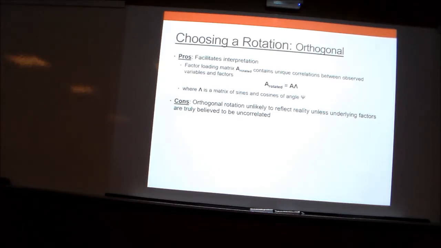Cons of our orthogonal rotation: not likely to reflect reality, right? Unless you really think that these factors are truly uncorrelated with one another. Now in practice, it rarely has a huge impact if you've got a good clean factor structure, but from a conceptual standpoint, you're saying that the components or the factors that I'm extracting are uncorrelated with one another, which doesn't map nicely onto probably most of the stuff that we're doing.